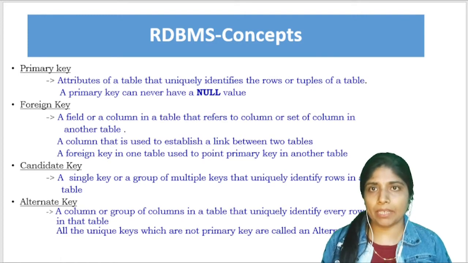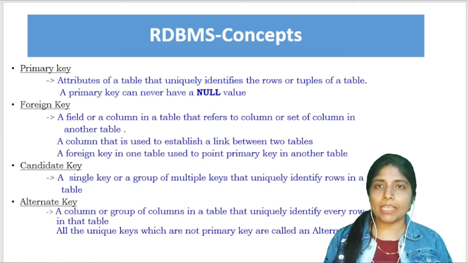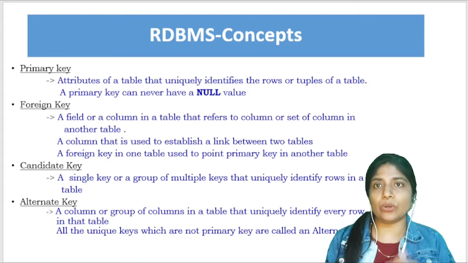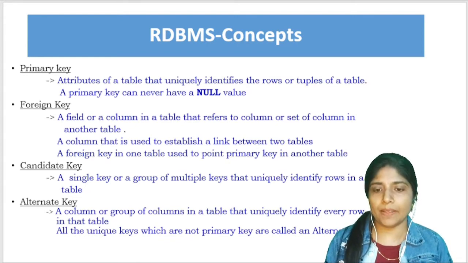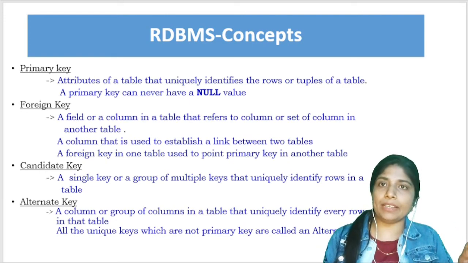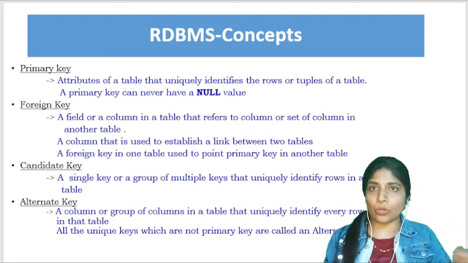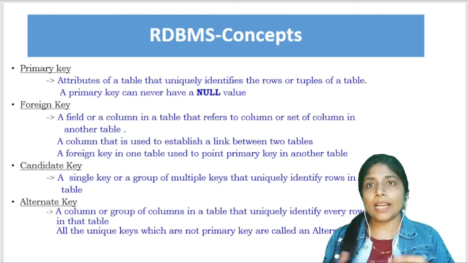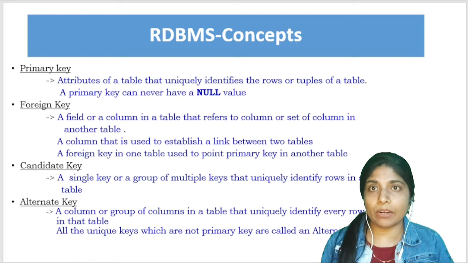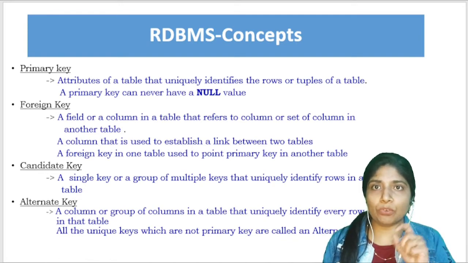Next is primary key. Primary key is a unique key that identifies each record of the table. A primary key must uniquely identify each record of the table. In an employee table, employee ID can be the primary key because it cannot be repeated. It will be unique for every employee.